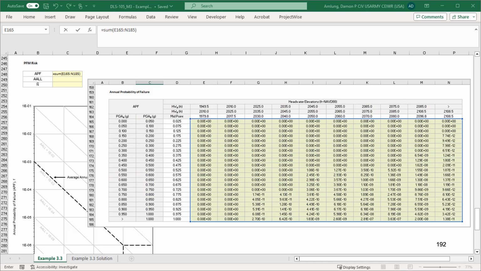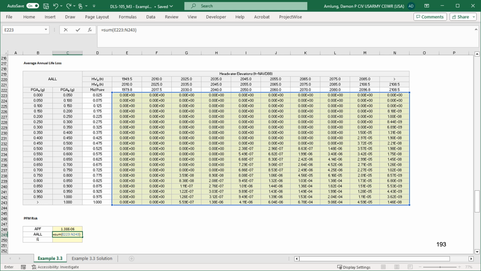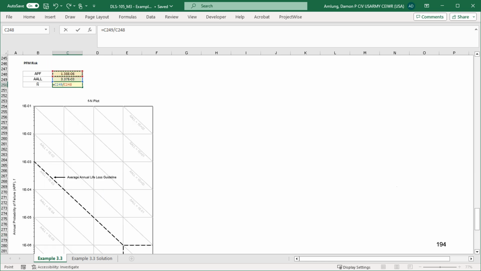Sum all the annual probability of failure values from the annual probability of failure table to get the total annual probability of failure. Sum all the average annual life loss values from the average annual life loss table to get the total average annual life loss. Then divide the average annual life loss by the annual probability of failure to get n bar. The resulting FN plot will look like this, with the total plotting just above the low probability high consequence box.